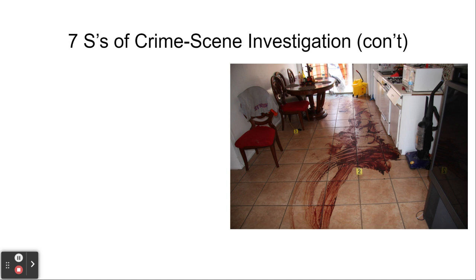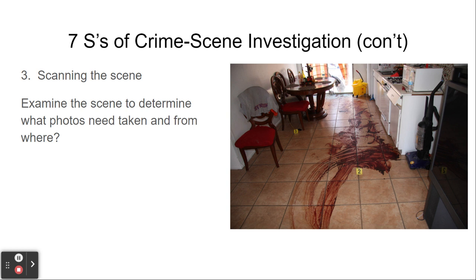All right. So the third S in our seven is going to be that of scanning the scene. So we're talking about this obviously from a forensic scientist standpoint. We want to be able to look at the totality of the scene, kind of take it all in. So what all do we need to get photos of? What do we think potentially could be important in the grand scheme of everything that we are looking at?